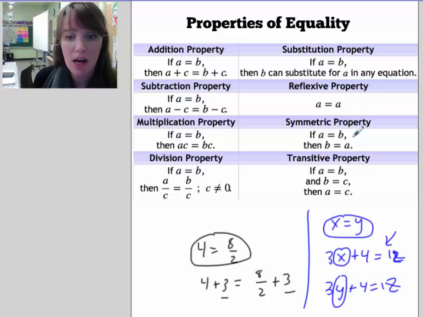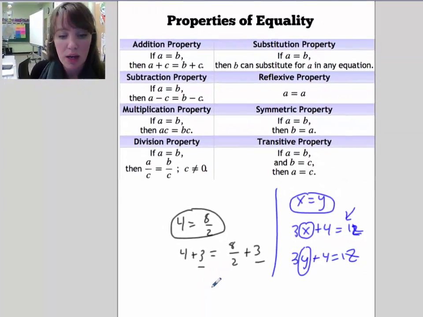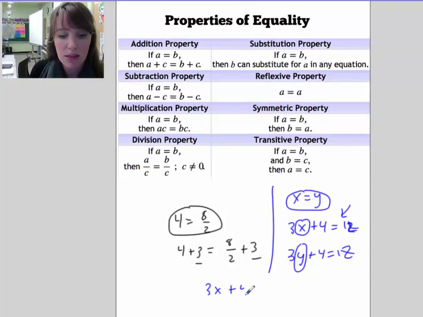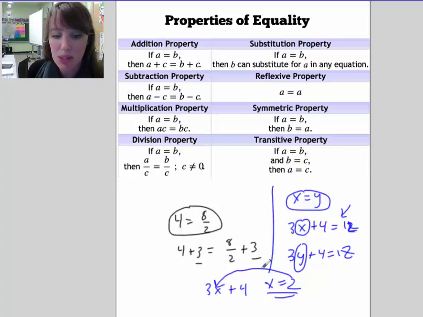All right. This often happens when you're asked to evaluate an expression. They say evaluate the expression for X is equal to 2. Well, these two things are equal to each other. That means that 2 can be substituted in for X anywhere you see it inside the expression. That's called the substitution property.